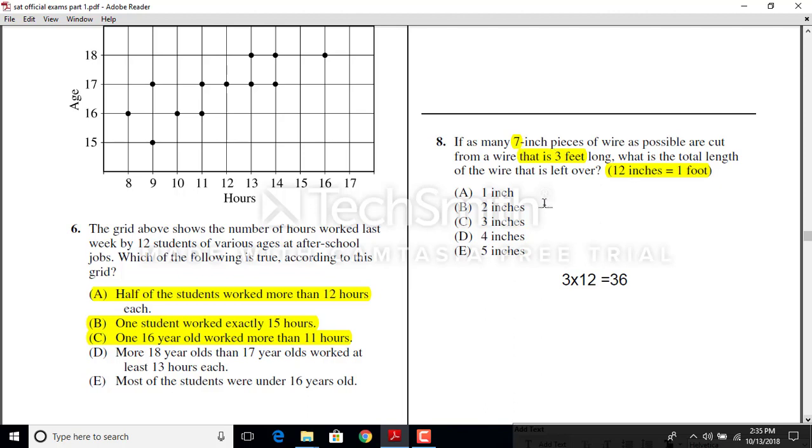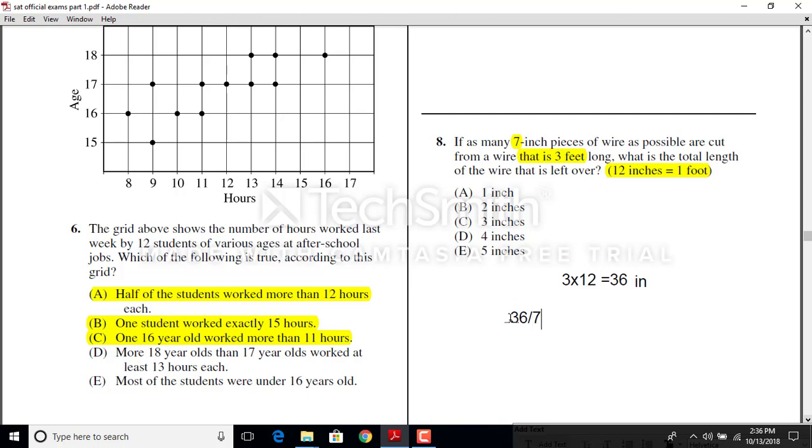So first of all, I will change the feet to inches. 3 times 12 is 36. Now it became inches. So the length of the wire is 36 inches, and I want to divide it into 7-inch pieces of wire. Simply divide it. Cut means division. So 36 divided by 7.